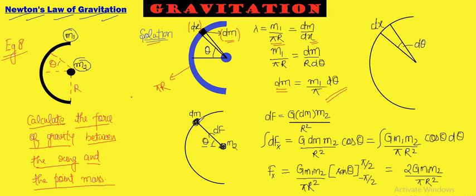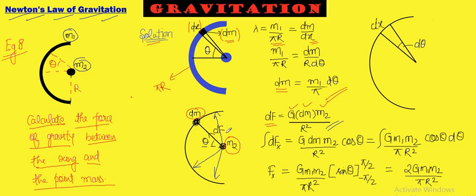Now I write the force due to the small portion on our mass m2. The small force between a small mass and a bigger mass will be F equals G m1 m2 by r square. The distance between them will be the radius of the circle. So you can easily understand that this force will be different for different portions of the ring, right?